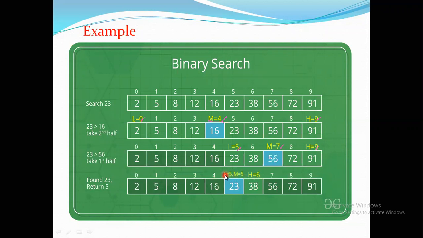So 5 plus 6, 11. 11 by 2, 5. So the fifth position is the middle. So that's why the number is in the list. This is the way to calculate.